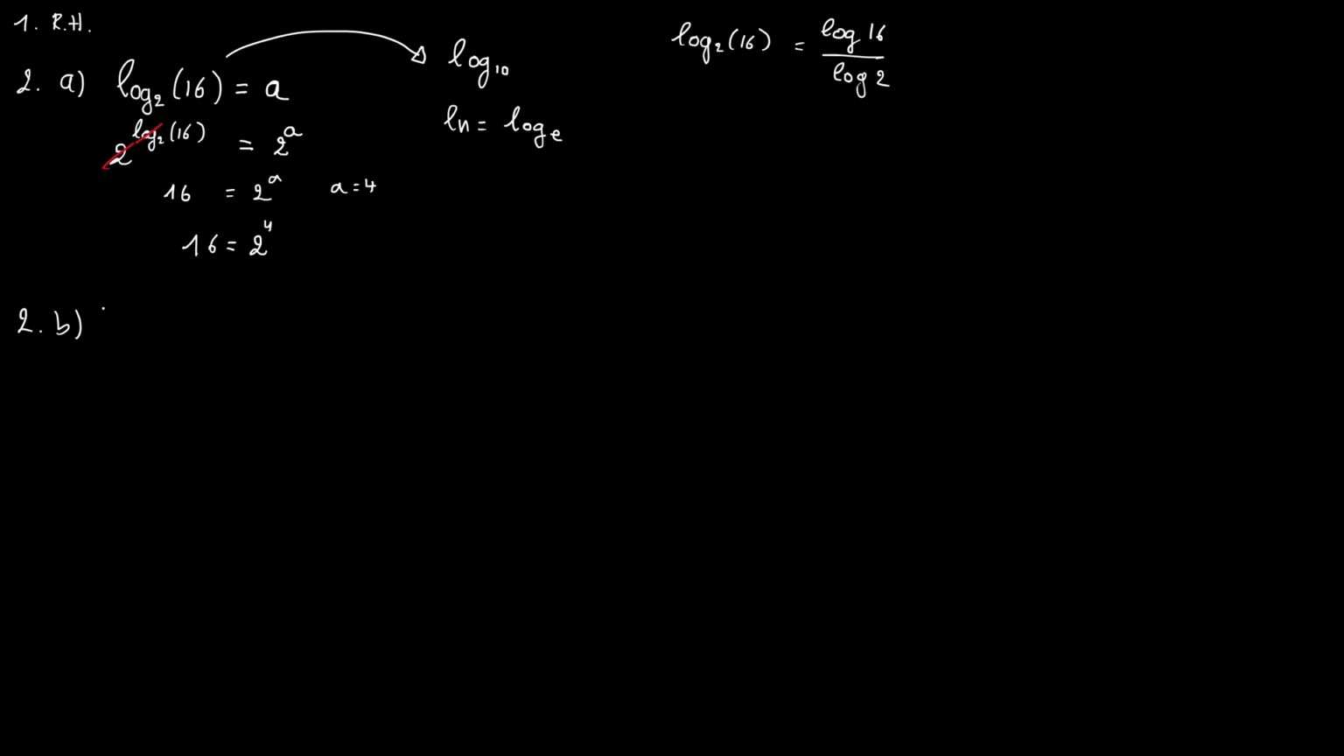2b, I'm going to recommend you make that one at home. And then I'm going to make one more of this set, and it's going to be 2e, which says ln of the square root of e. And we have to calculate this.